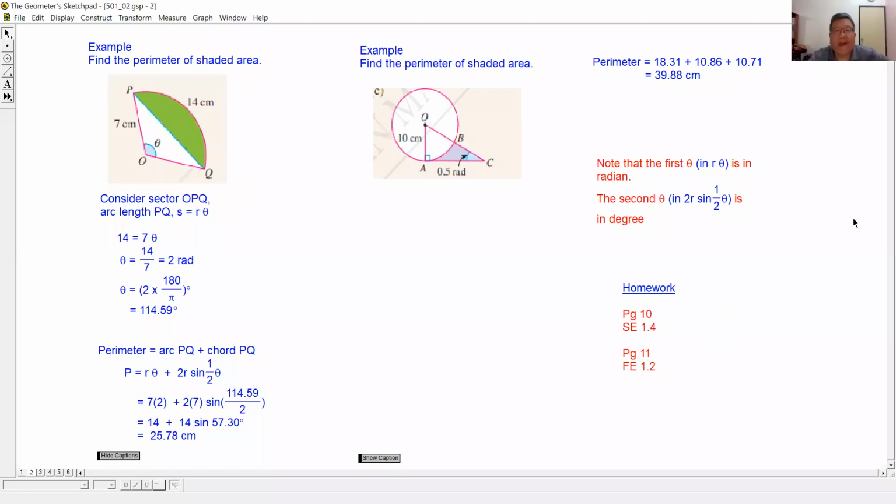Okay, right. Let me continue. So we continue here, right? So perimeter is actually the arc length PQ plus the chord PQ. Right? Arc length PQ is known, 14. So you write down 14. Then the chord PQ is 2r sine half theta.